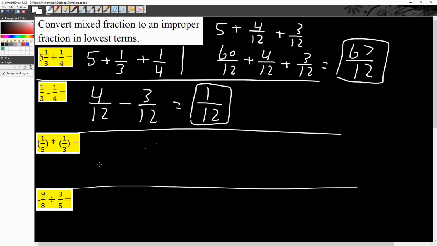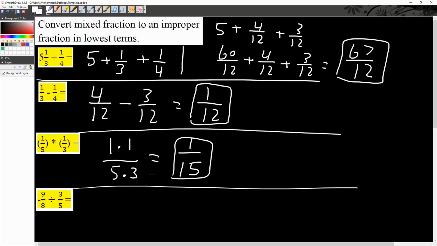And now for multiplication, we don't simply do a common denominator. It's actually a little different. We multiply the numerator by the numerator and we multiply the denominator by the denominator. So we would get 1 times 1 divided by 5 times 3. And so what we're going to get here is 1 divided by 15 for this answer.